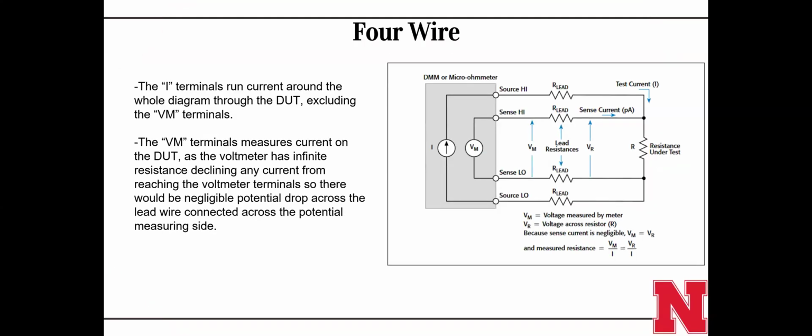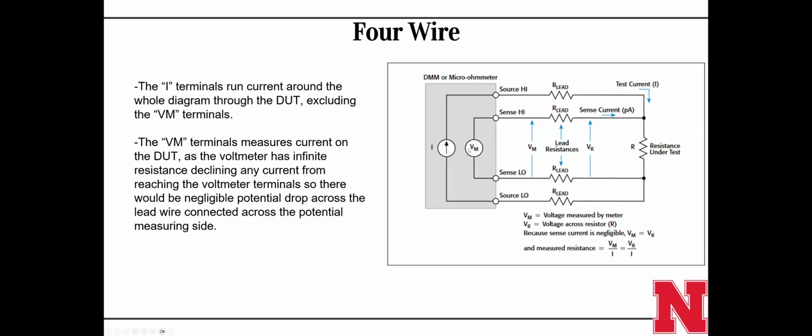This is the 4-wire setup. Well, the I value right here, again, this is the ammeter, and it runs current around the whole diagram on this outline only, as when it goes across the lead wires, it would have a bit of resistance, and then back down here towards the DUT, which would then go back around the ammeter. The voltmeter measures the voltage drop across the lead wires.